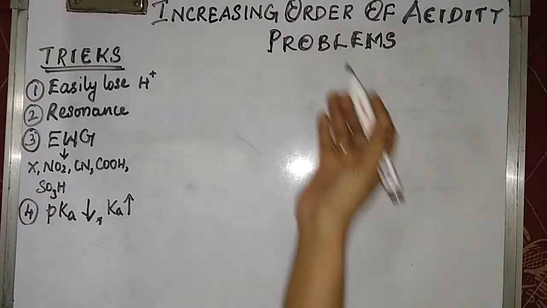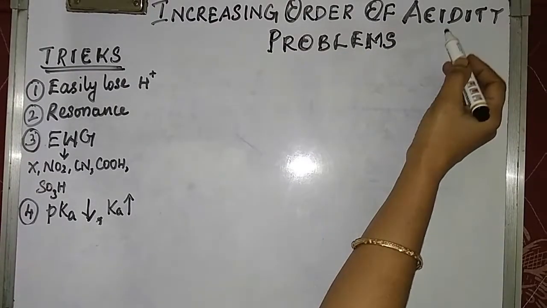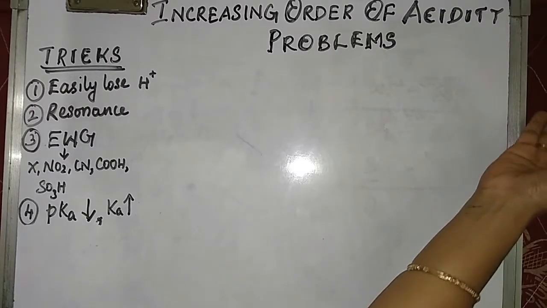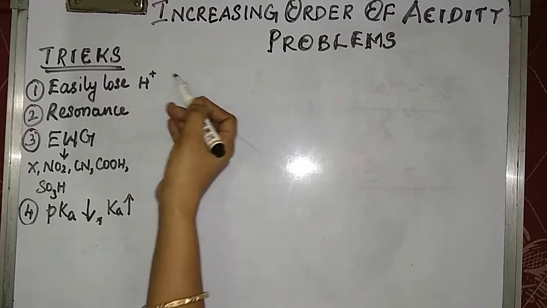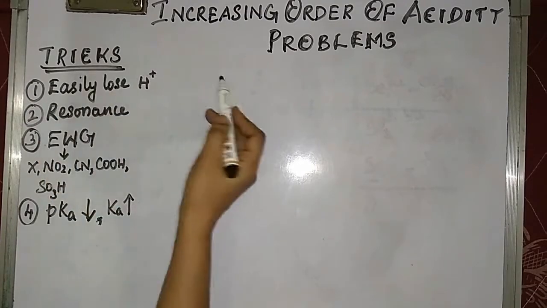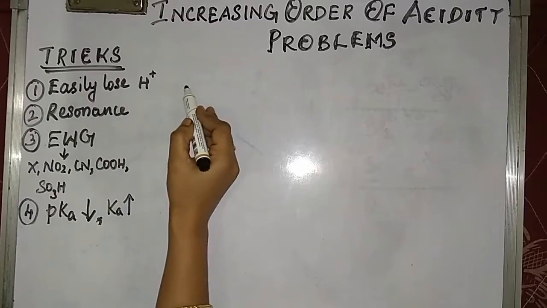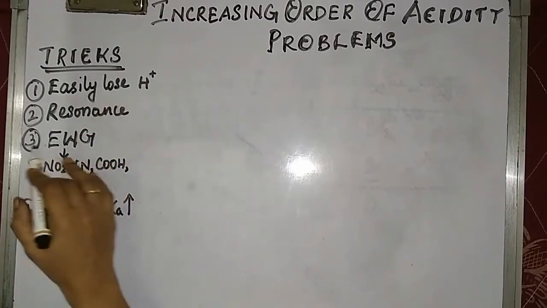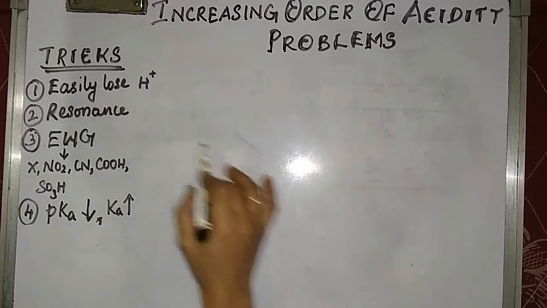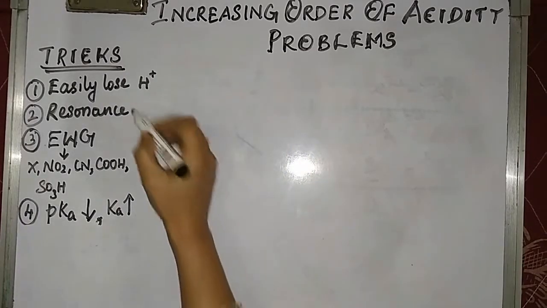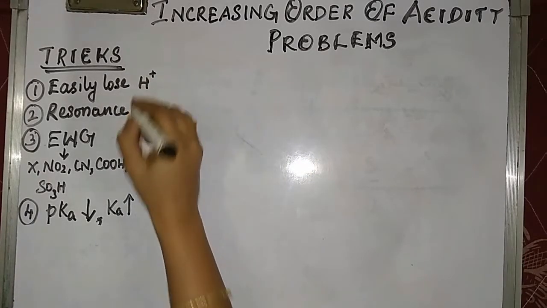What is acidity? Acidity means the proton leaves from the compound easily. That compound is said to have more acidity. A compound which easily loses the proton is an acidic compound. And if the compound undergoes resonance structures, then it is an acidic compound.